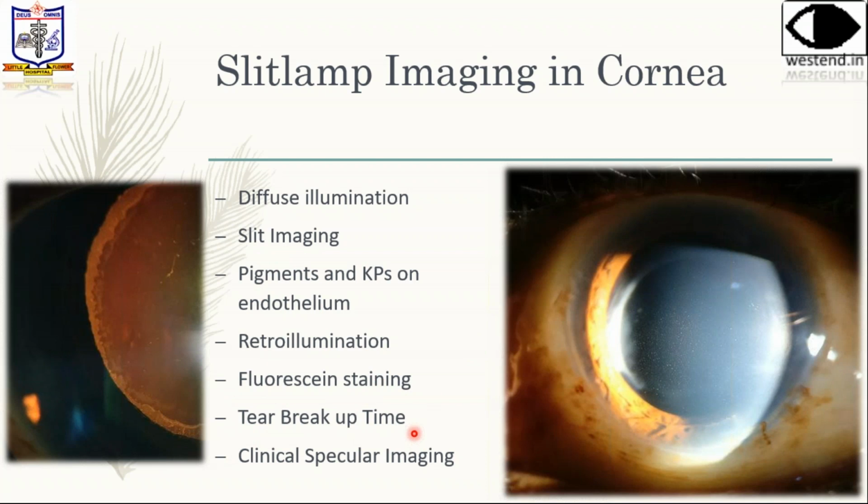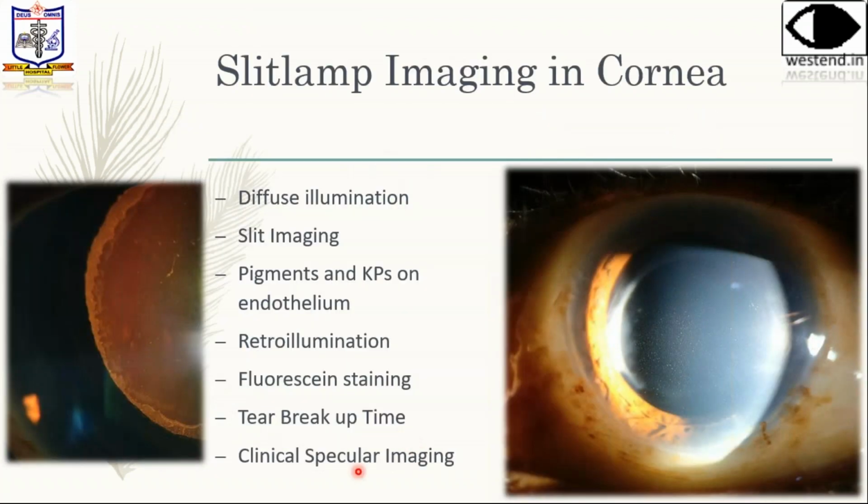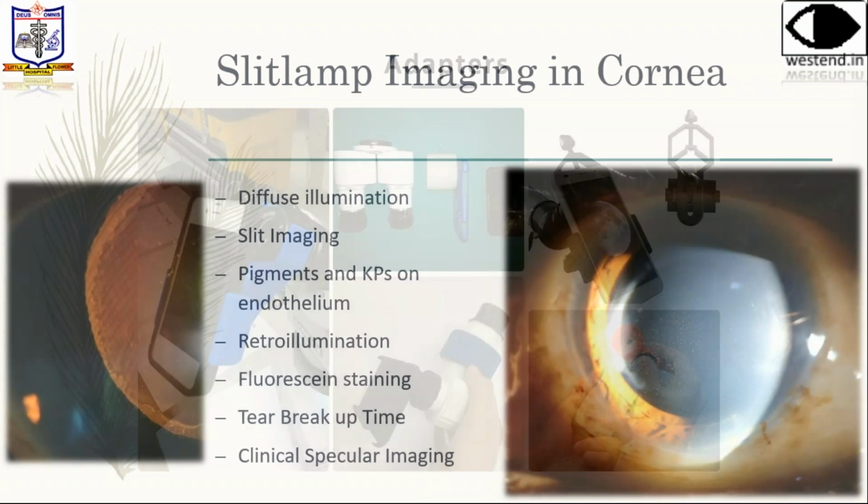So with a smartphone, you can take videos also. Usually, if you just take a photograph, it's worth 1,000 words, but a video is worth much more. So you need to see where the need for a video is and take videos also. So that is one aspect where video is important. And I also will show you some images of specular imaging of the corneal endothelium.